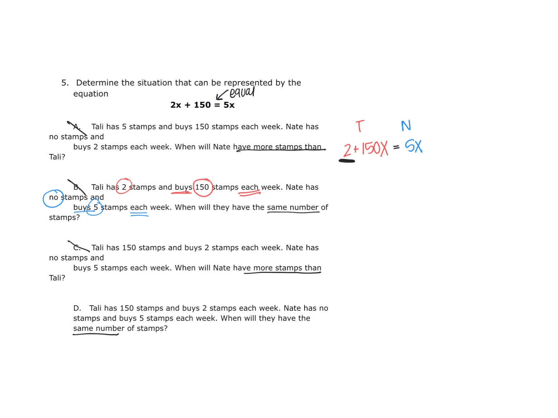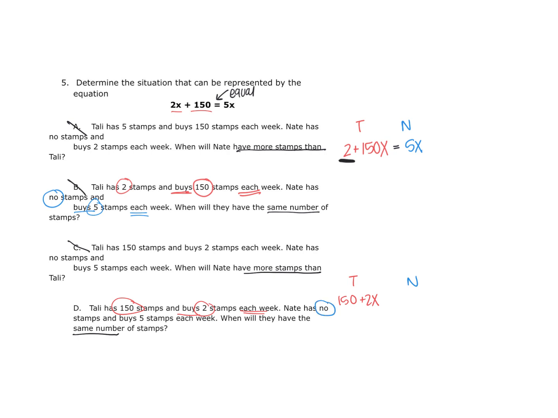Let's quickly check D to see if it is correct or if we've made a mistake. For D, we're comparing Tally and Nate once again. For this problem, it says that Tally has 150 stamps. That's her starting amount. And buys 2 each week. So plus 2 times x. We have both pieces that we need so far, so let's check Nate.